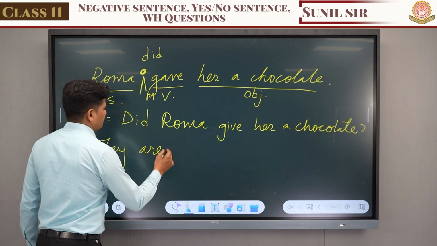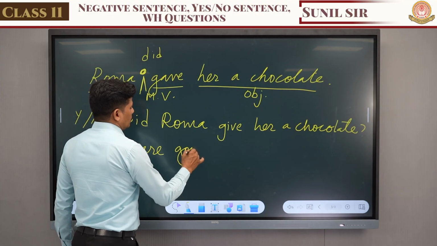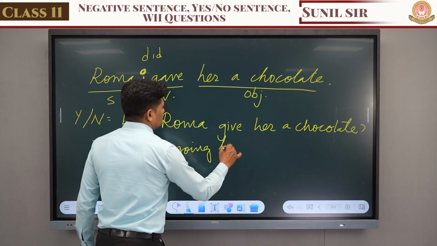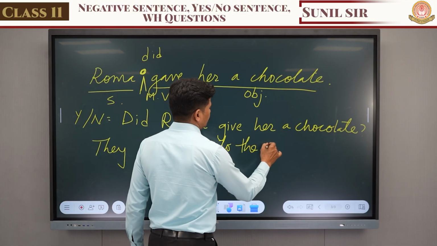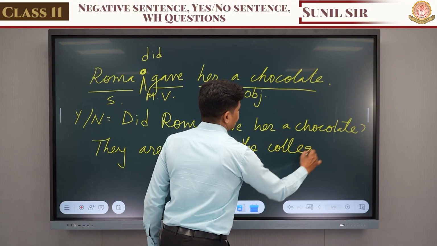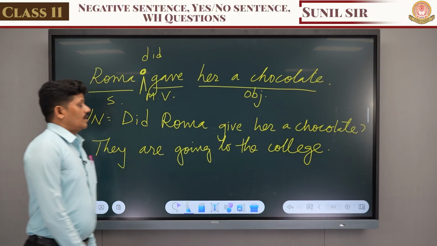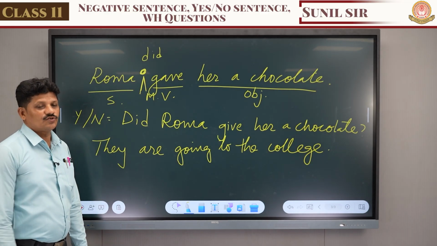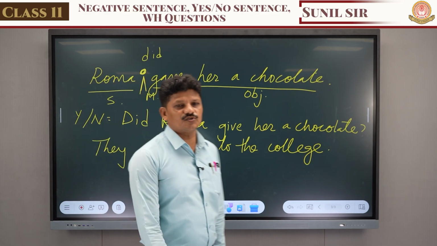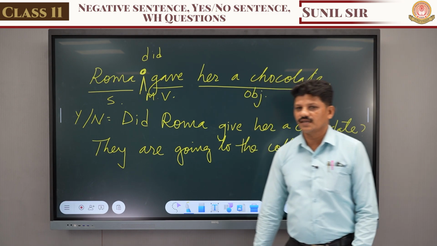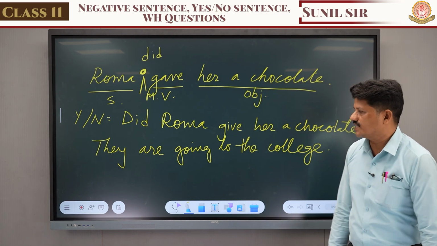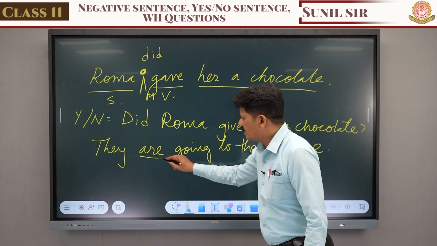Let's see one more sentence. They are going to the college. Our first step is to find out the helping verb. In this sentence, do you find the helping verb? Is there a helping verb? Yes, it is there. That is are. It is already given.